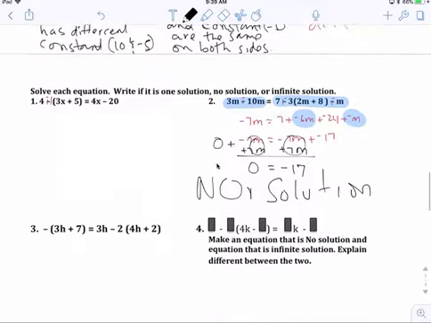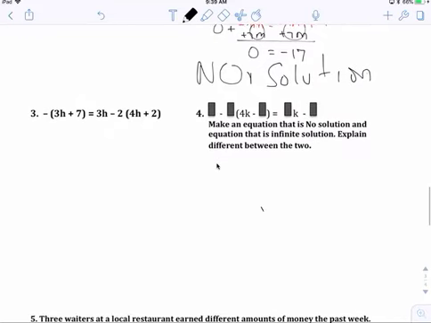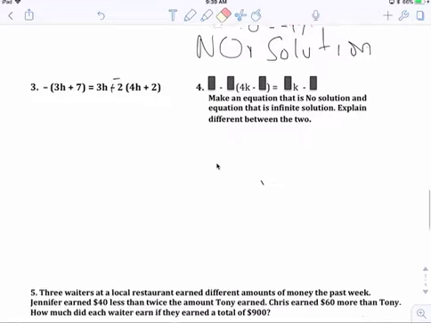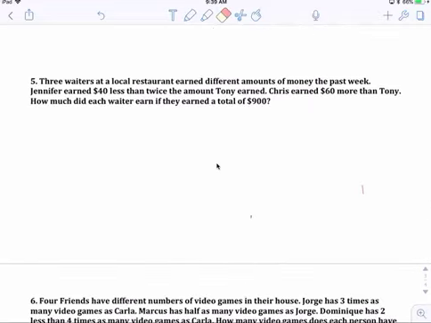This will be one solution, the coefficient is different, and you guys know how to do the rest. Be careful, additive inverse, okay? Okay, number 5.